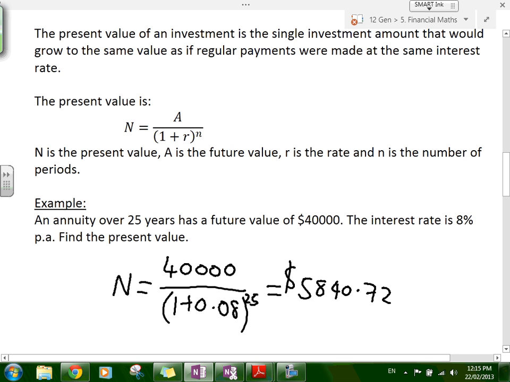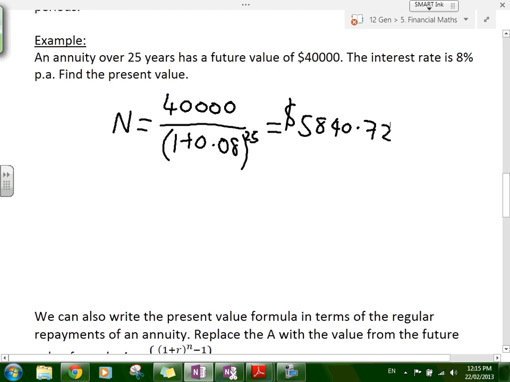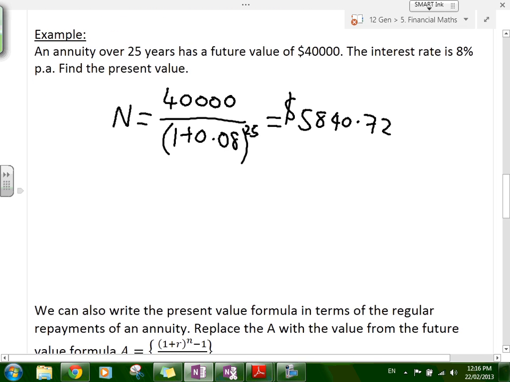Okay, so everyone understand this? That you're dividing the future value by 1 plus r to the power of n. That gives you the present value. Okay? So just be clear what the present value is actually. Conceptually, it's just a lump sum you invest. That's what it's going to become in the future at that same interest rate. Okay, so in this case, it's 5,840.72.